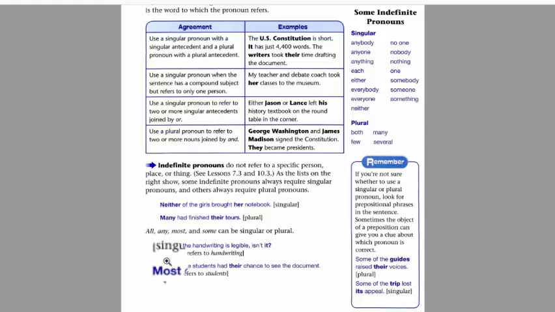But here, most of the handwriting and most of the students. Most of the handwriting is singular, so you have to use a singular pronoun and a singular verb. Most of the students had their. Here, their is plural because most doesn't tell us. How did you know that it should be plural? Because the students is plural.